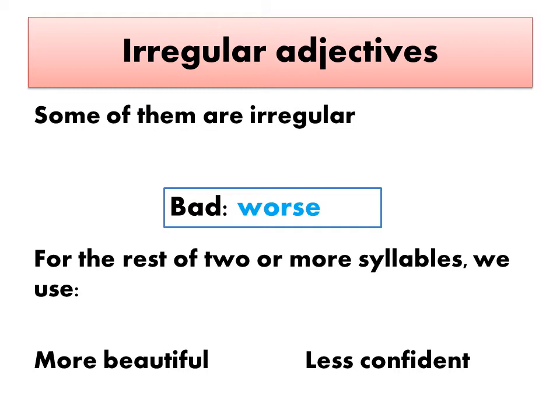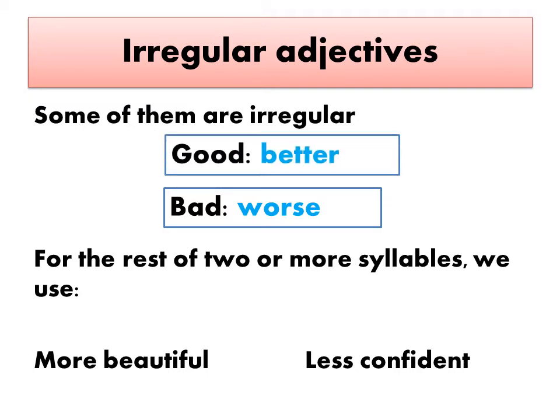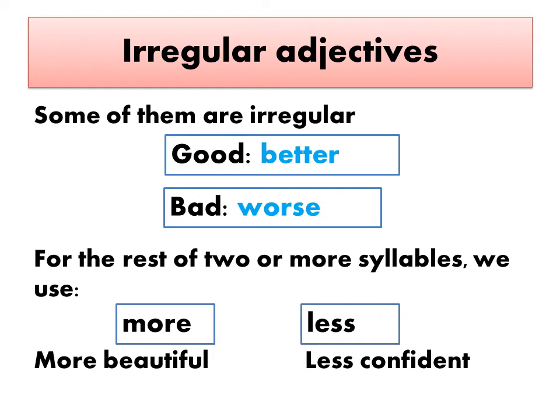Now there are some irregular adjectives which do not follow the rules. They change completely. For example, bad becomes worse. Good will be better. Now, for the rest of two or more syllables, we use more or less. So we would say, for example, more beautiful or less confident.